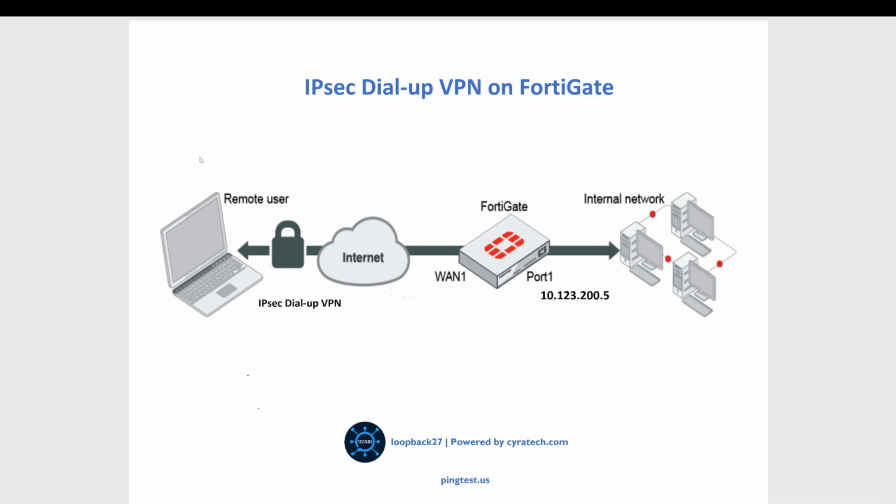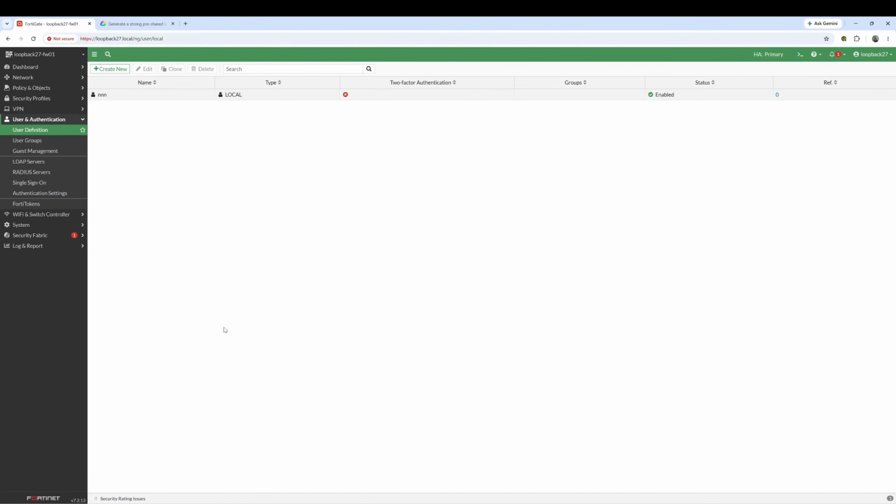In the previous video, we set up an SSL VPN on the FortiGate. In this one, we're going to do an IPsec dial-up VPN, which has a pre-shared key as a two-factor authentication. Let's get started. In order to do that, let me remove this.